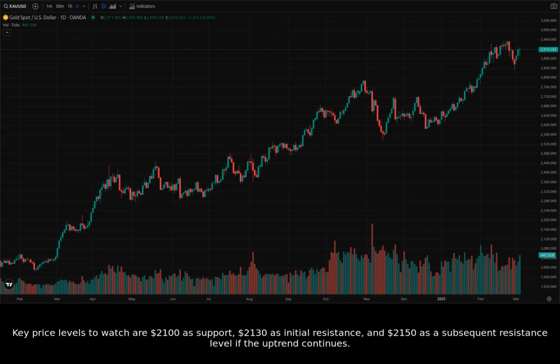Key price levels to watch are $2,100 as support, $2,130 as initial resistance, and $2,150 as a subsequent resistance level if the uptrend continues.